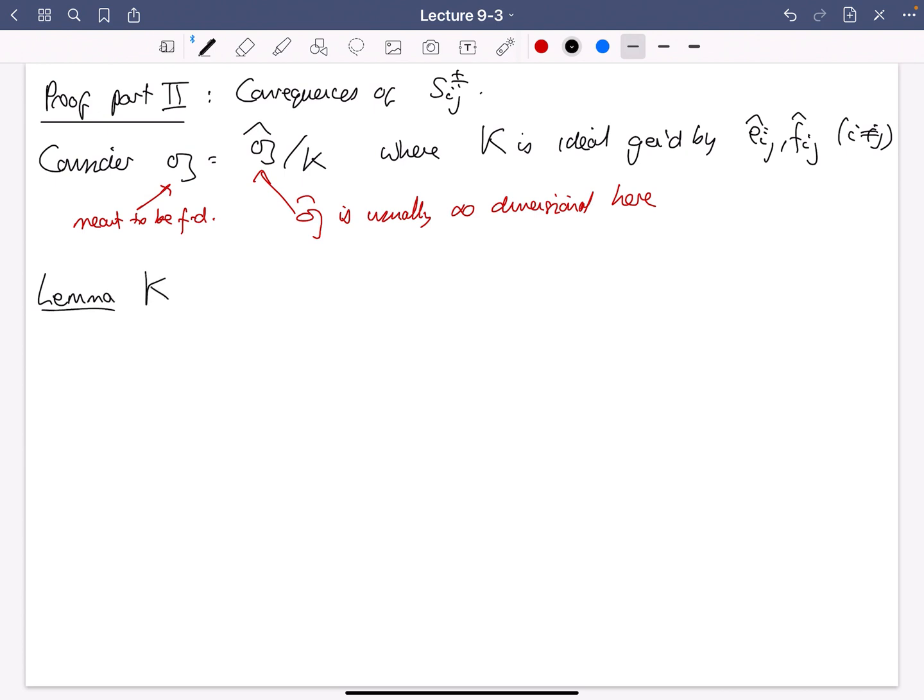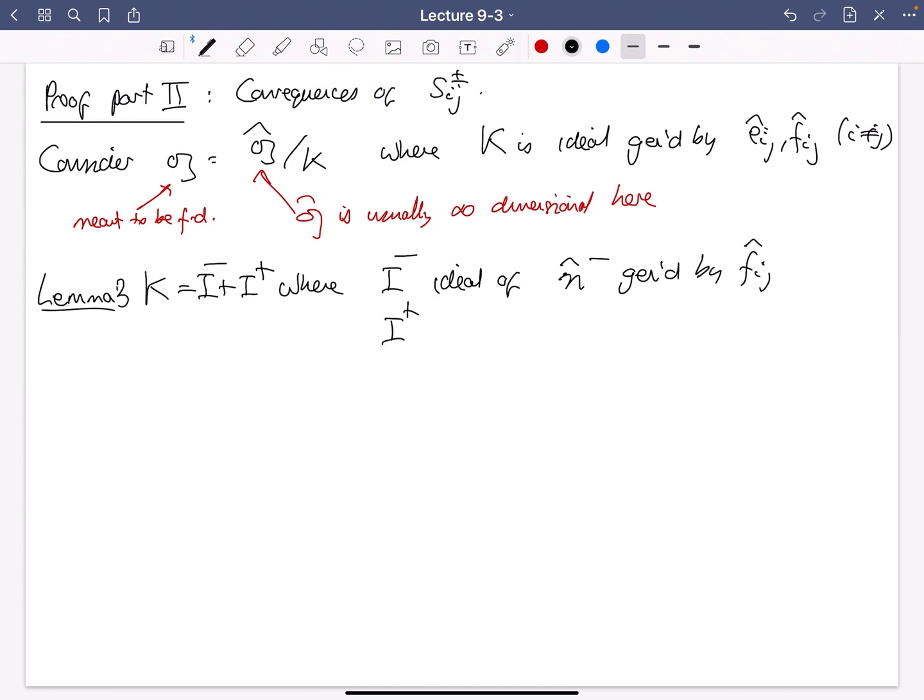So the next lemma tells you, so this is I guess lemma 3, says that K is I plus J, but I is the ideal of, maybe I won't write I plus J, that seems a little ugly. I'll write I minus plus I plus, where I minus is the ideal of n hat minus generated by the Fij hats, and I plus is the ideal of n hat plus generated by the Eij hats. Okay, so what I'm going to do for this is I'm going to show that I plus is actually, so by definition it's an ideal of n hat plus, but it's actually an ideal of G hat.